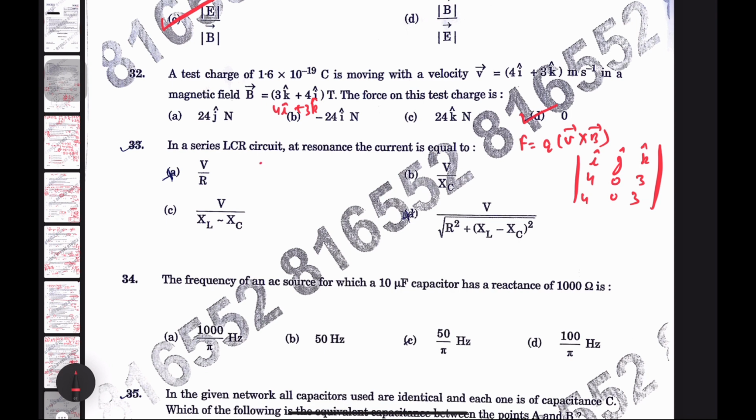We know in series we have impedance Z equal to the square root of R squared plus (XL minus XC) whole squared. But at resonance, XL is equal to XC. Therefore, this term is 0. So impedance is equal to the square root of R squared, so impedance is equal to R, and we know current I is equal to V upon Z for a series LCR circuit. Here we can replace Z with R, so I is V upon R. So A is the correct option.